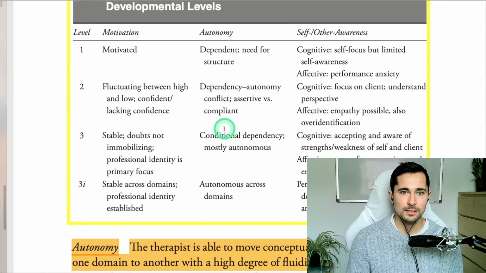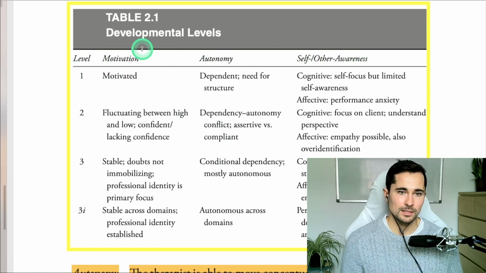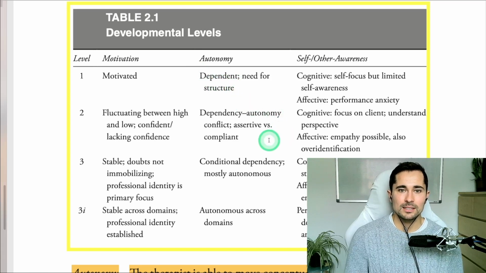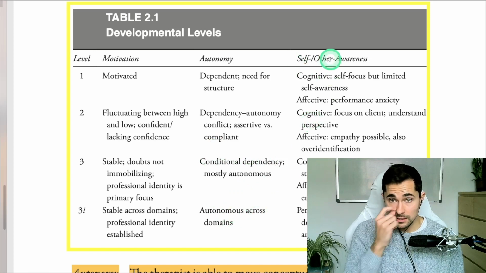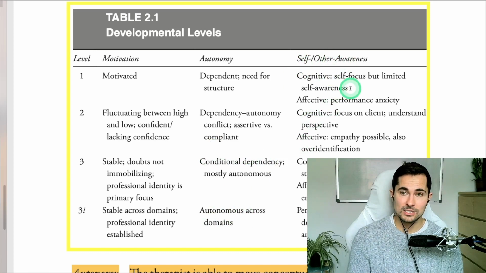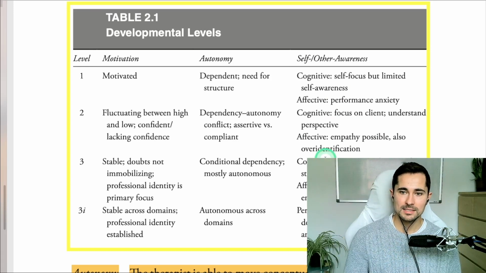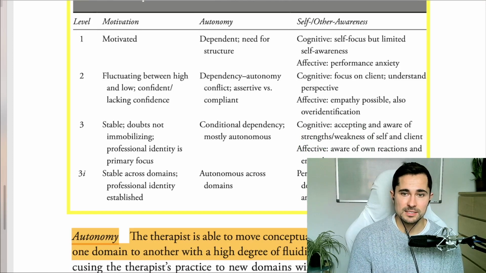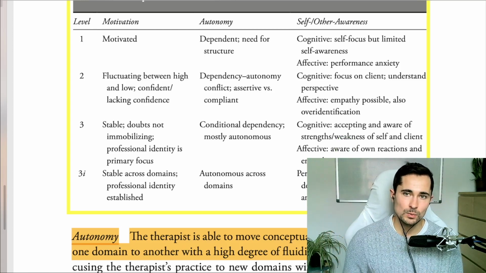Let's look at this table then. So we've got the levels down the sides and the structures across the top. So we've got motivation going from motivated to fluctuating to stable, autonomy going from dependent to ambivalent to mainly autonomous to autonomous. And we've got self and other awareness going from preoccupied and anxious to client focused and empathic to balancing empathy and self-awareness, and to that being then personalized across all domains and potentially across the lifespan and life events, knowing how relationship changes, illnesses, etc. in one's personal life affects one's working life.